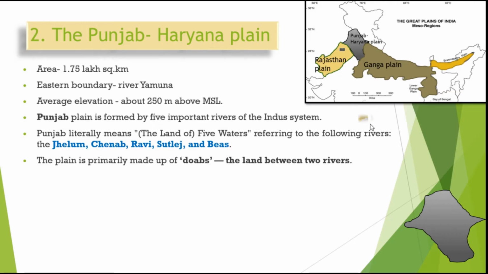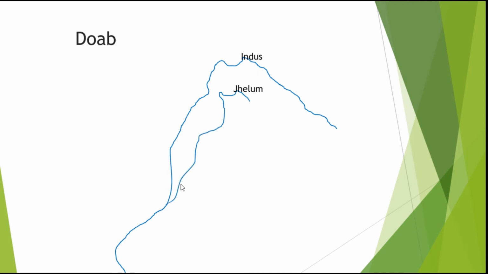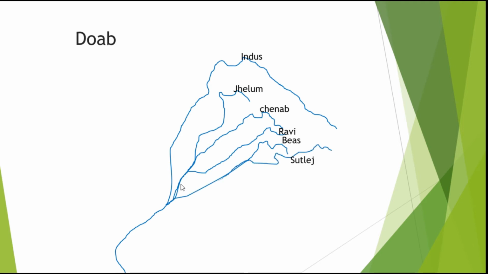The Punjab plain is primarily made up of Doabs, the land between two rivers. Do means two and ab means river or water, and Doab means the land between two rivers. So these are the five major tributaries of the river Indus. This is river Indus, Jhelum, Chenab, Ravi, Beas, and Satluj. The part of the plain which lies between Indus and Jhelum is the Sindh Sagar Doab.